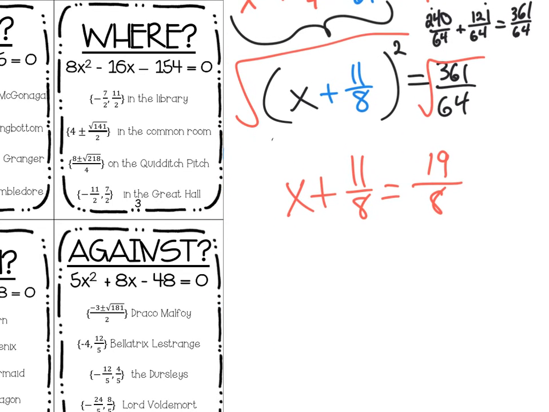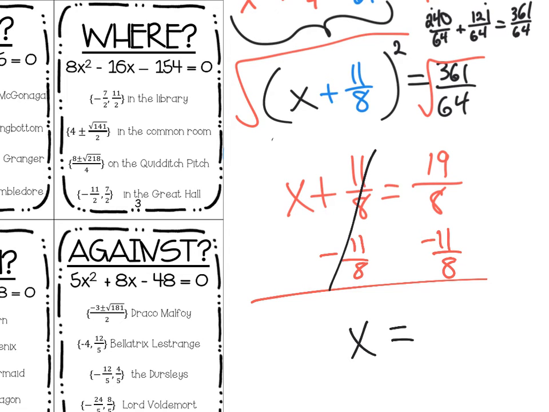Now, I subtract 11 over 8 on both sides. Over here, this cancels out. I'm left with x equals 8 over 8, and I get 1.